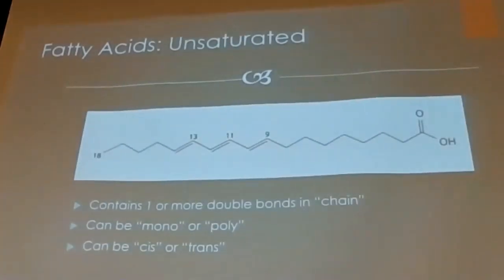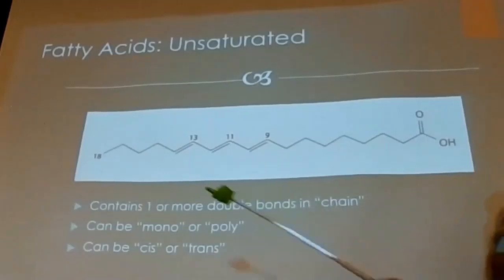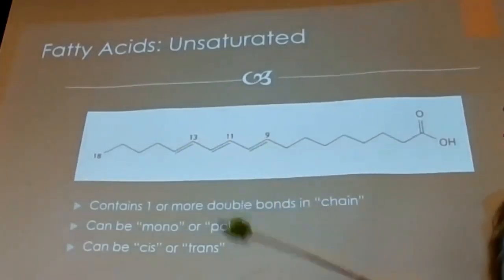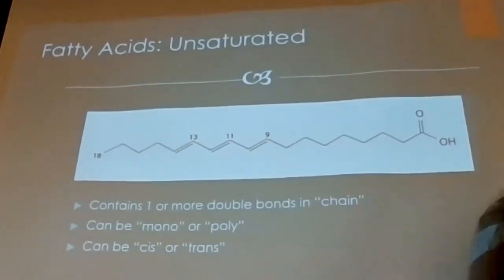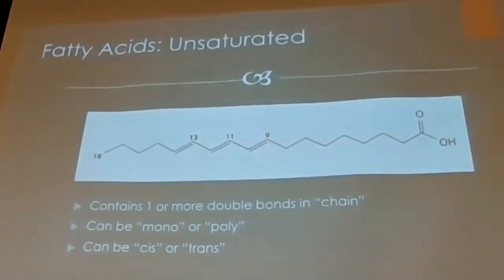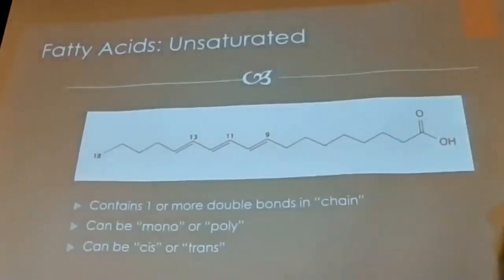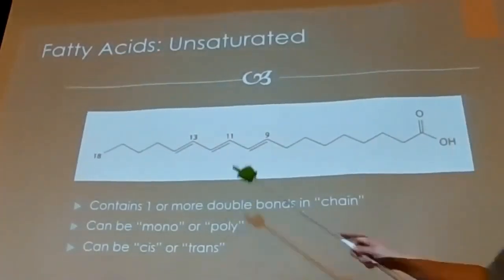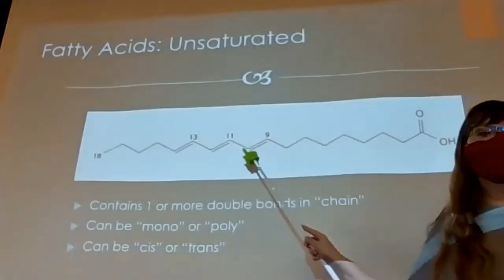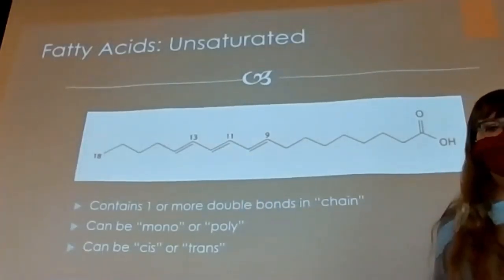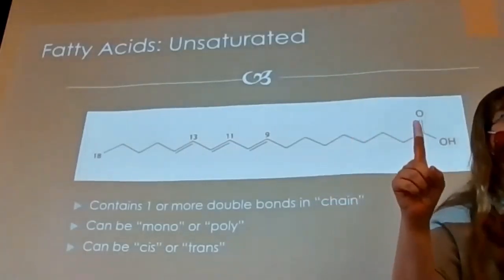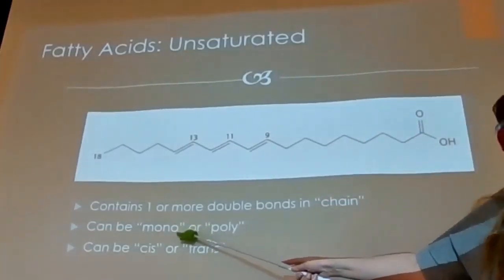So if we have saturated, we also have unsaturated. That just means there are double bonds. And the double bonds have to be between two carbons. This is poly because there's more than one. If I only had one, it would be mono.